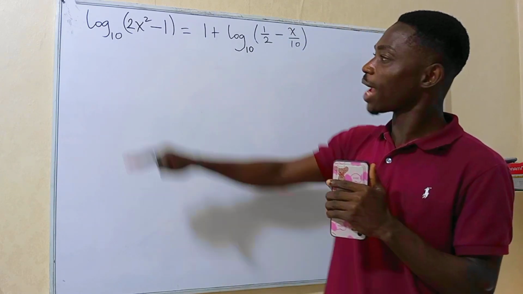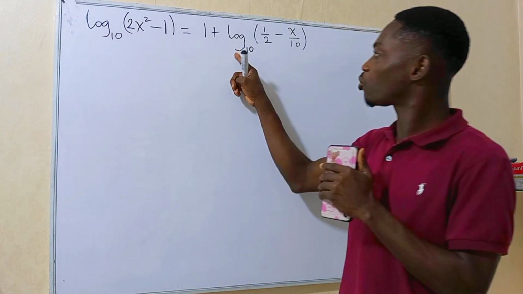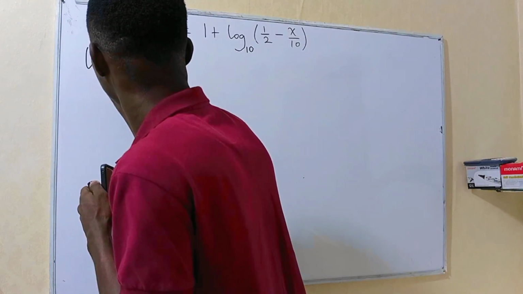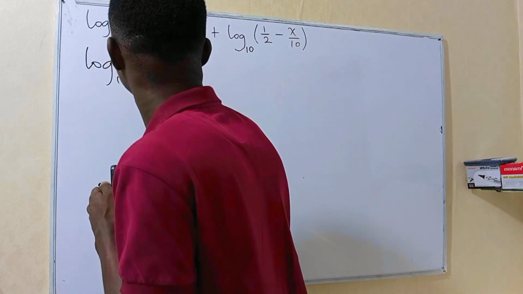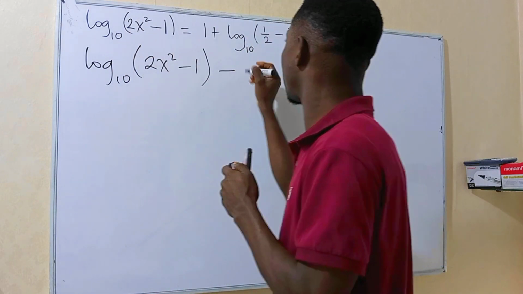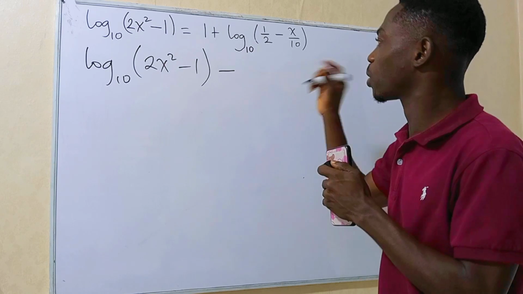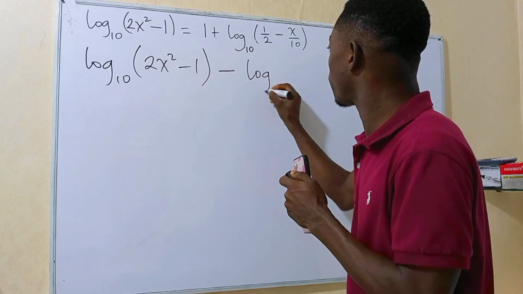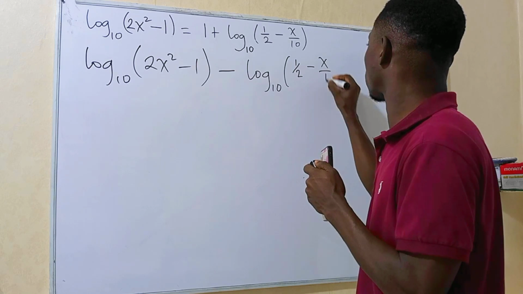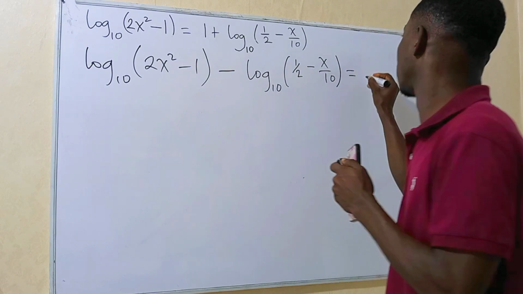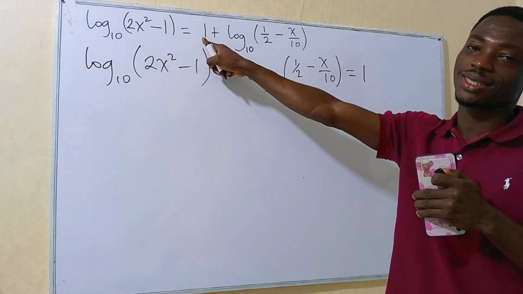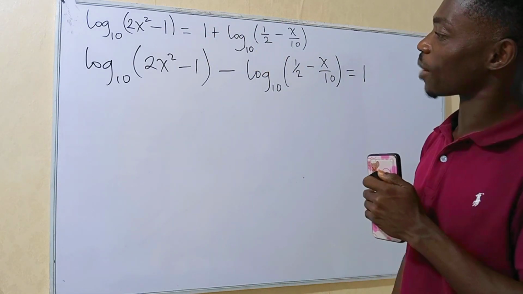First things first, I would like to keep this term right here and then transpose the whole of this. If I do that, I'm going to have log base 10 of 2x squared minus 1, then minus, because the whole of this is positive so it's going to be negative, log base 10 of 1 half minus x over 10, and this is equal to 1. Cool. Now check this out.